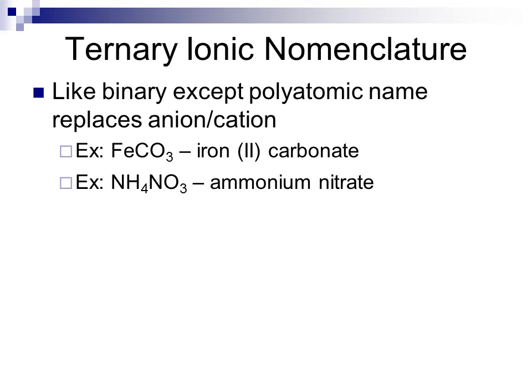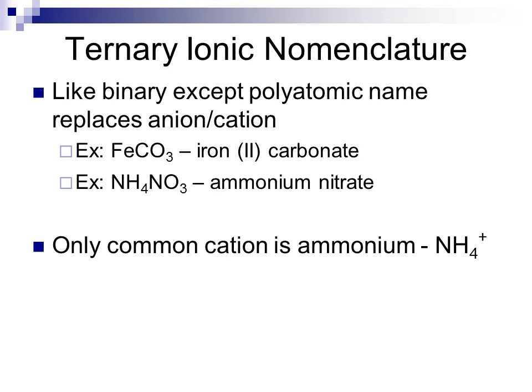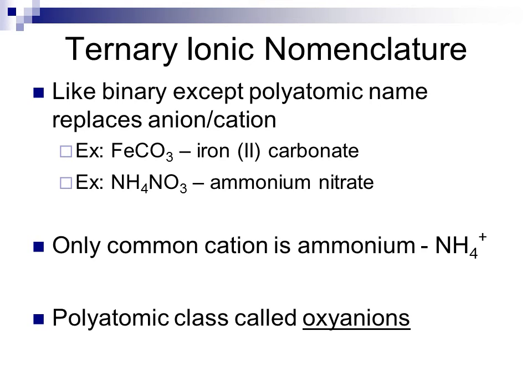NH4NO3 is ammonium nitrate. This is a ternary ionic compound which is made up of two polyatomics. The cation and the anion are both polyatomics. NH4+ is ammonium, NO3- is nitrate. The only common cation in ternary ionic nomenclature is ammonium, NH4+.